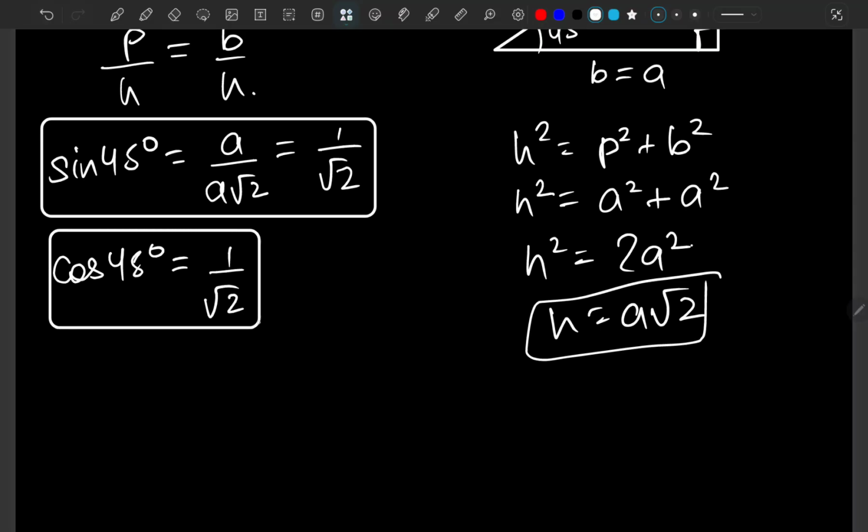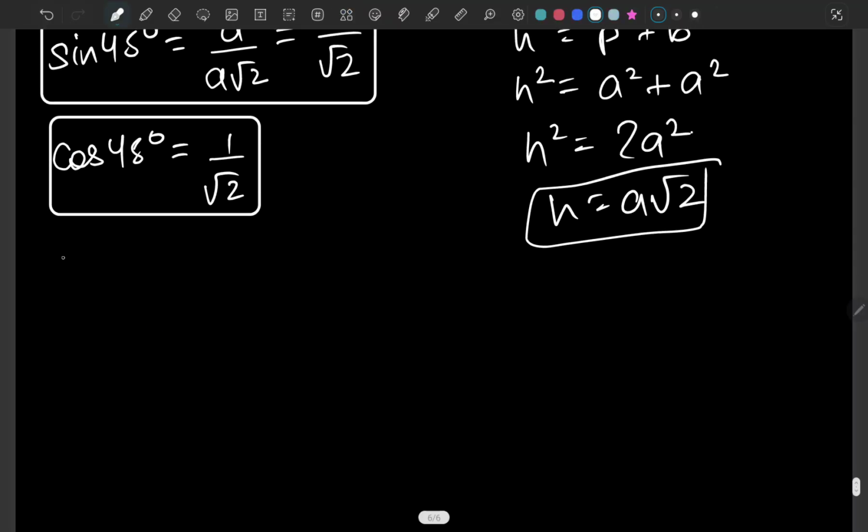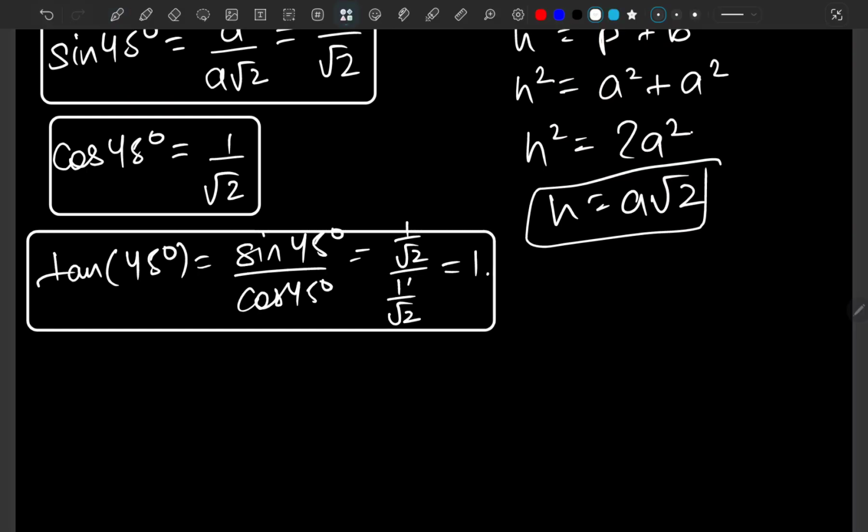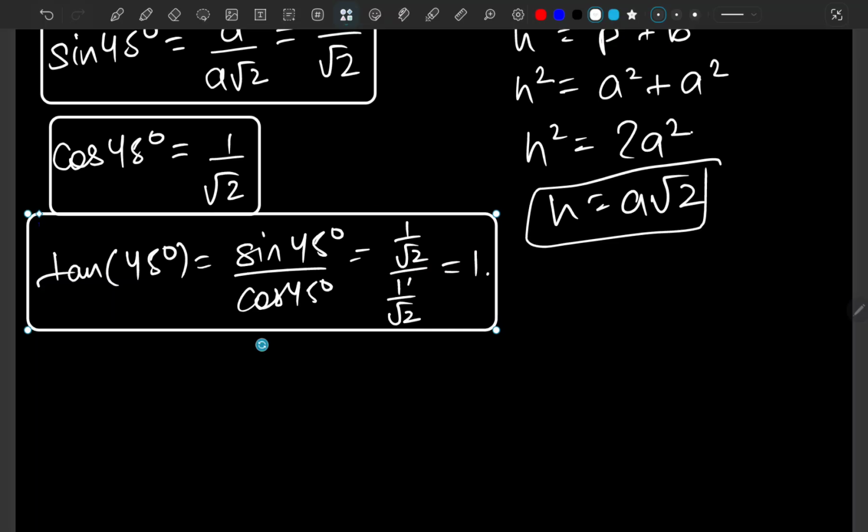And from here we can say, as we know that tangent of 45 degrees equals sine of 45 degrees over cosine of 45 degrees. So it's 1 over root 2 over 1 over root 2. So it's 1. Hence proved. And you know what? This is really important. Tangent of 45 degrees.